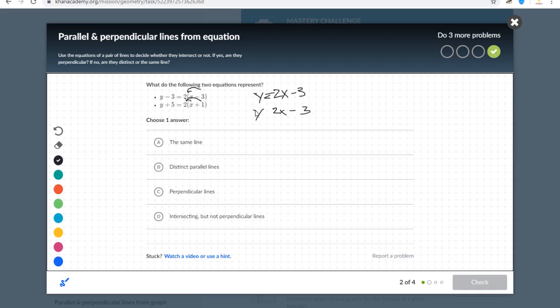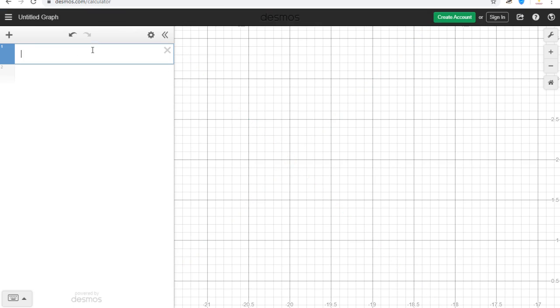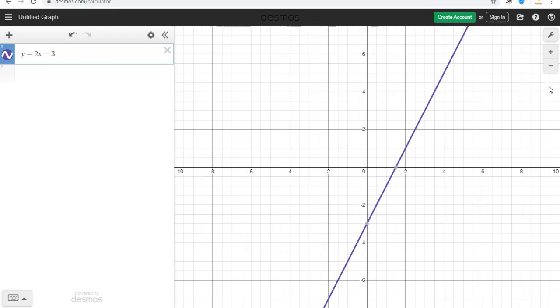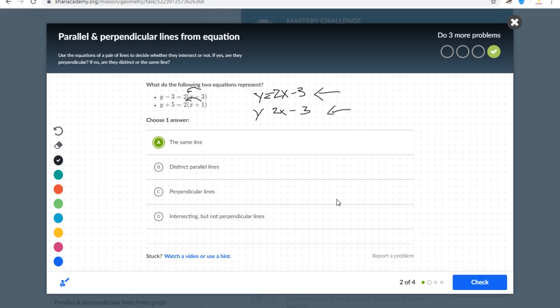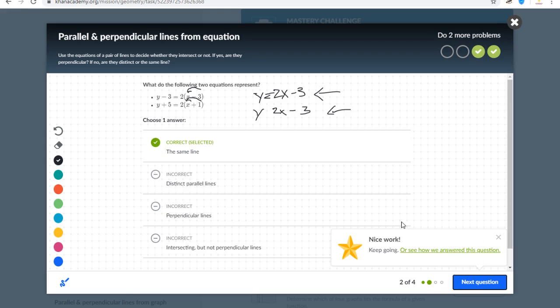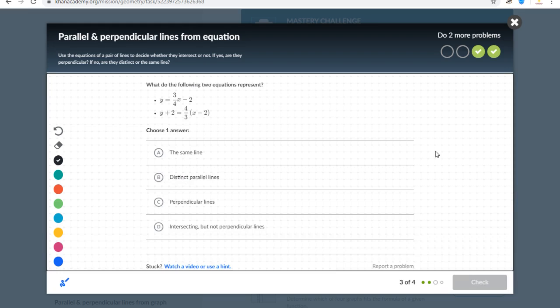And ooh, look at that. They ended up being the same exact line. So if we were to graph this, we would have y equals 2x minus 3. Let's go to where we can see that. There we go. And then y equals 2x minus 3. Oh, look at that. Same exact line. So this is the same line. Alright. Next one.